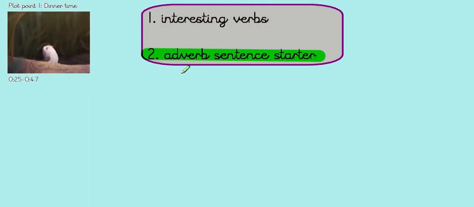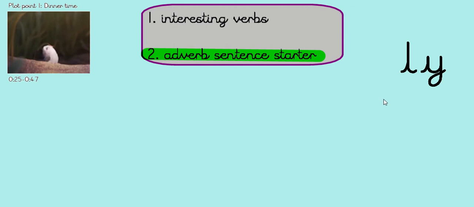Okay, so now we're looking at adverb sentence starters. Now an adverb, children, is a word that describes how somebody does something. And adverbs usually end in ly. So you might have quickly, or quietly, or angrily. These are all adverbs, and they tell me how somebody does something. So you might stamp your feet angrily, or whisper quietly. And we're going to start our sentence with an ly word.